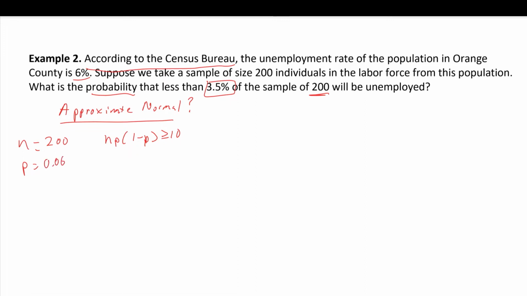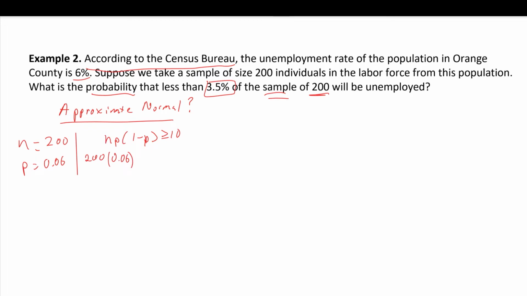Now, if we actually gather our own sample of 200 individuals, the question is, what's the probability that less than 3.5% of these 200 individuals are unemployed? So there's a chance of that, right? On average, it should be 6%, but there's a chance that it'll be less than 3.5%. Now that we know our n and our p, let's insert those numbers here. We have 200, p is 0.06. 1 minus p, well, it's the complement, right? It should be 94%.